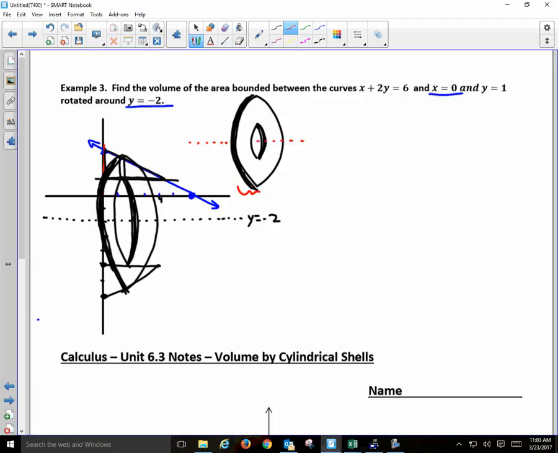What is the width of this washer? dx. What is the axis of rotation? What makes up this center? y equals negative 2. What makes up the inside of the washer? y equals 1. What makes up the top of the washer? x plus 2y is 6. Now, if this is all y equals stuff and it's dx, this has to be written in terms of x, right? So I should solve for x. So I have y equals negative 1/2 x plus 3.